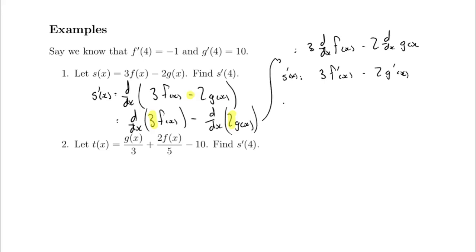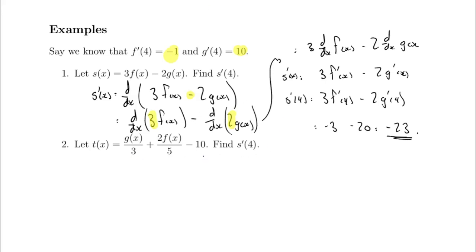If we want to find s prime of 4 then, that's going to be 3 times f prime of 4 minus 2 times g prime of 4. And conveniently, those are the values that we have. This is -3 minus 20, -23. Done.